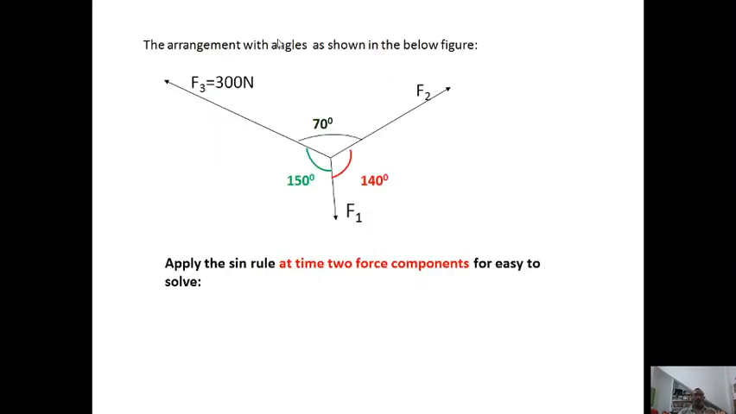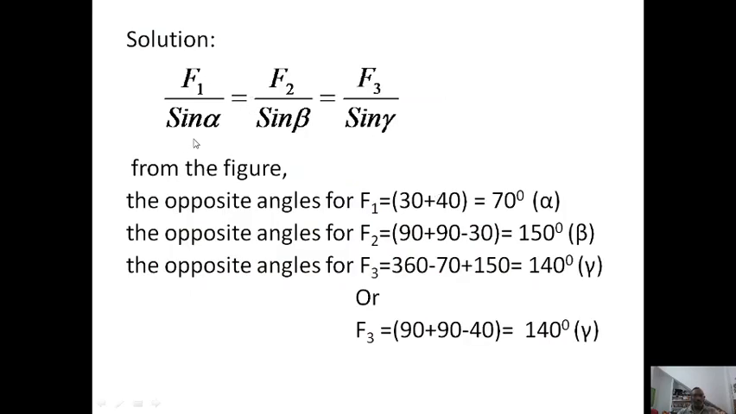Now this is the total picture of the calculated values. F2 and F3 are subtended by an angle of 70 degrees. F2 and F1 are subtended by an angle of 140 degrees, whereas F3 and F1 by 150 degrees. So we apply the sine rule at a time, because here two forces are unknown and there is an equality between the two forces. You should understand that there is an equality symbol here.